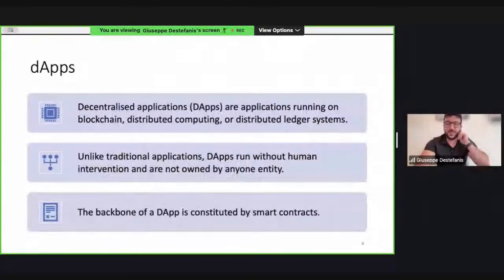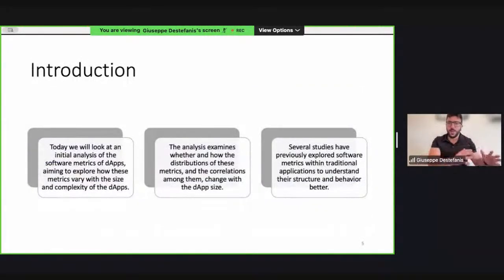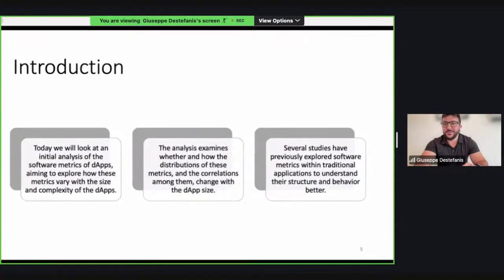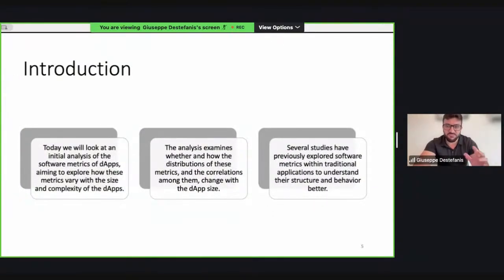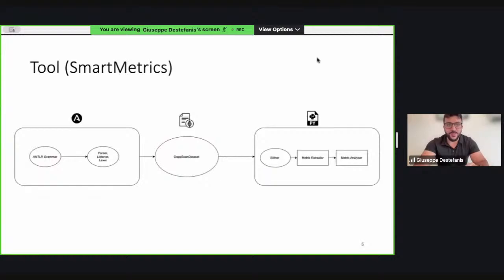So this is the definition of dApp that we know very well, running on blockchain. We have this distributed environment which is adding complexity, and there is no human intervention, and dApps are made of smart contracts. So we will look at what these software metrics are and why they are important, and how these software metrics change when considering the size or the complexity of the decentralized application. And then we will also analyze the correlation among these metrics, because there can be metrics which have, let's say, similarities. Let's start by calling it, in a simple way, property of metrics.